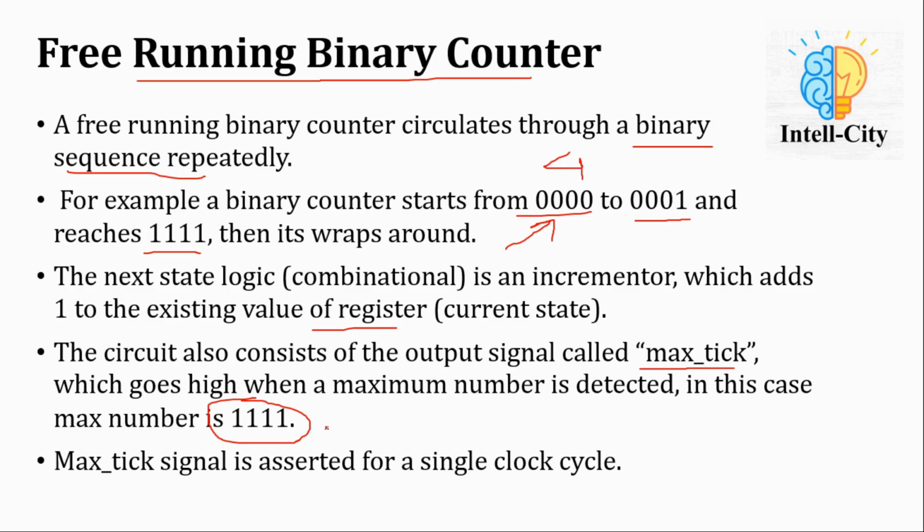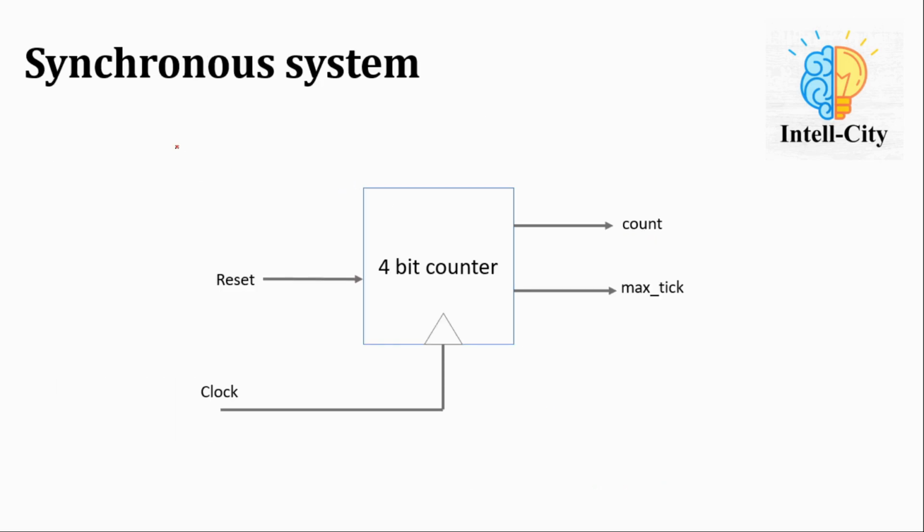For 1111, the max tick signal will go high, and for the rest of the sequence, it will remain 0. This max tick signal must remain high for a single clock cycle, not more than this. So this is a synchronous system.